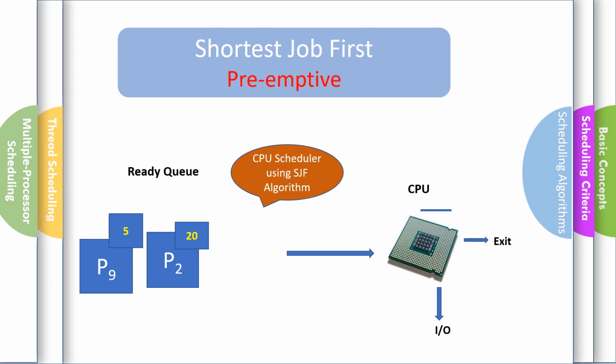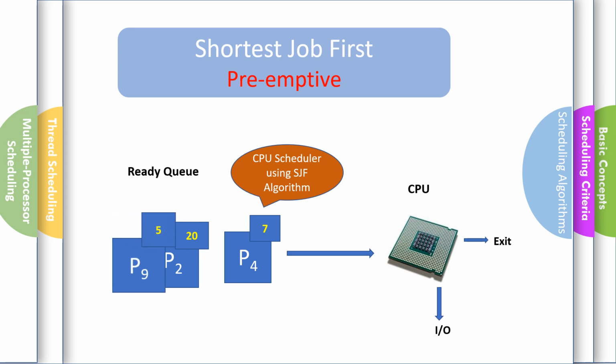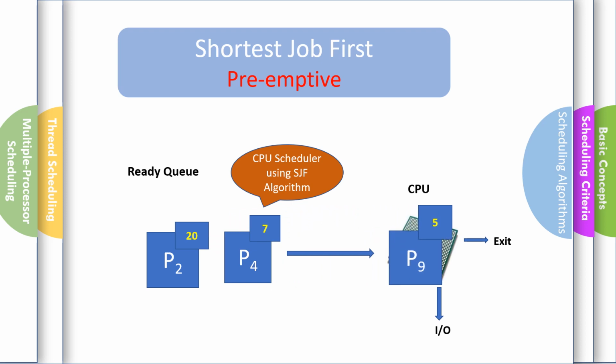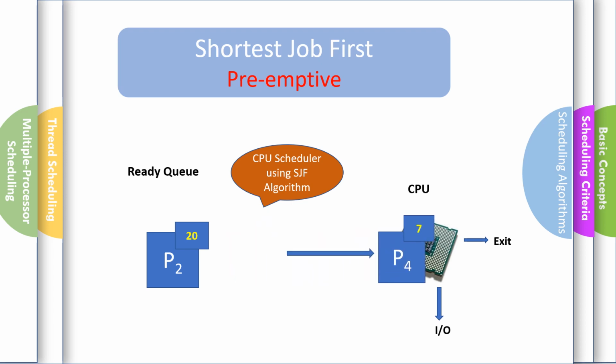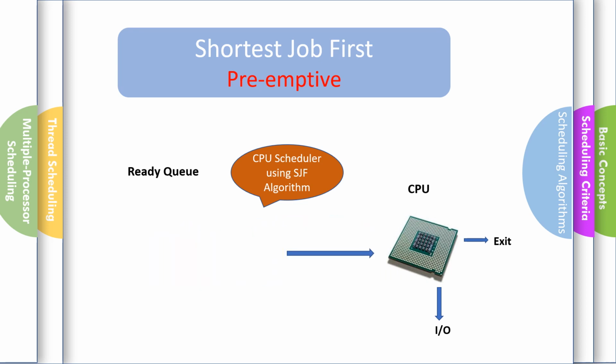Since P4, which is in the CPU, has a CPU burst of 14, which is higher than P9, it will come back from the CPU. It will be preempted, meaning removed from the CPU, and the smaller process P9 will be given to the CPU for execution. Smaller job first is this algorithm's motto. It will process that, and when that gets completed, the next smallest will be allocated to the CPU, and lastly the largest CPU burst process will be allocated.